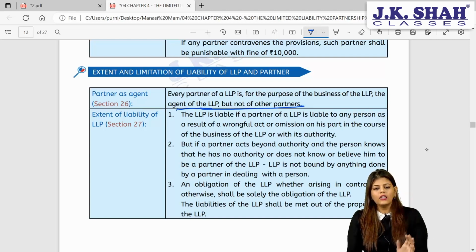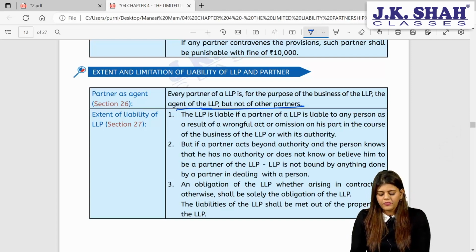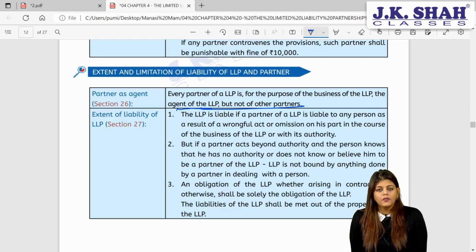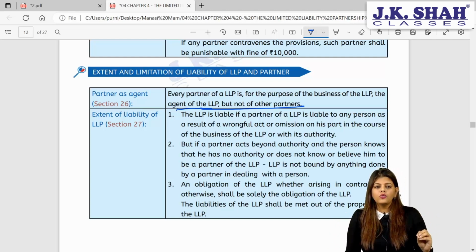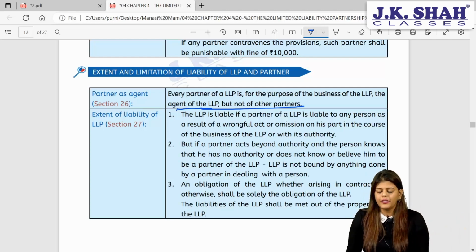Now what exactly is this extent of liability? See, everyone knows this, that in LLP, if you are a partner, your liability is limited to the extent of agreed contribution. That means if I have agreed to pay 5 lakhs, my liability is limited to 5 lakhs. Even if there is loss of 100 crores, I don't care, my liability is limited.